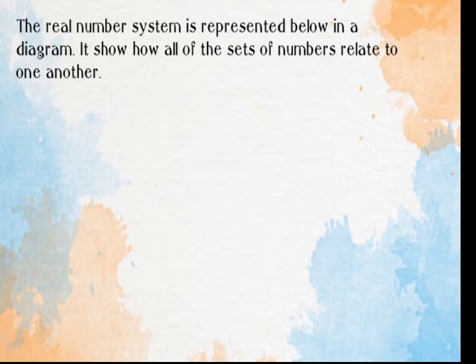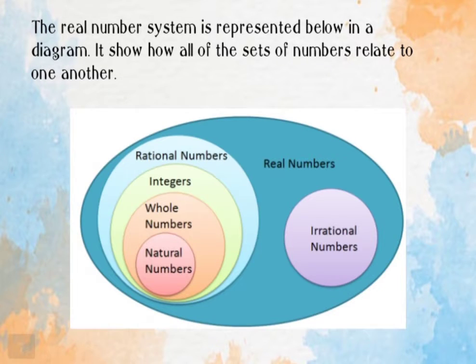The real number system is represented below in a diagram showing how all of the sets of numbers relate to one another. Real numbers include rational numbers like positive and negative integers, fractions, and irrational numbers. This indicates that real numbers include natural numbers, whole numbers, integers, rational numbers, and irrational numbers.